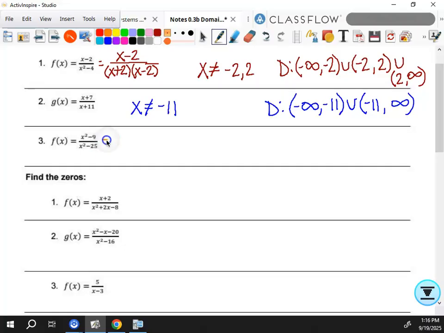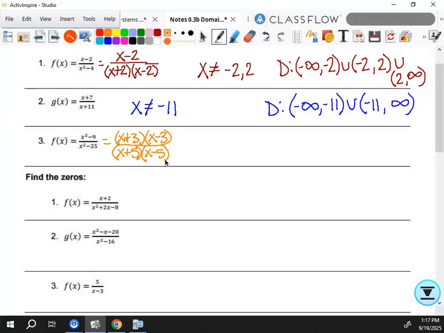So number 3, let's factor this. Numerator and denominator are both what? What are those called? Difference of squares. They are perfect squares, but it's the difference of squares because a perfect square trinomial is something else. But do you really have to know what it's called? No, as long as you know what to do, it's fine. So x plus 3 times x minus 3 over x plus 5 times x minus 5.